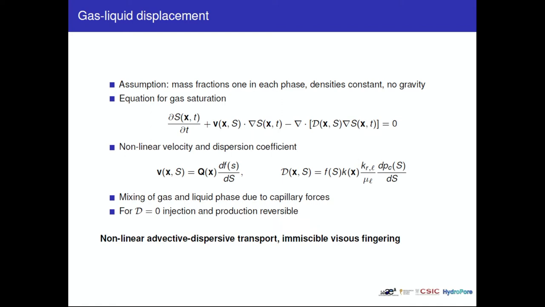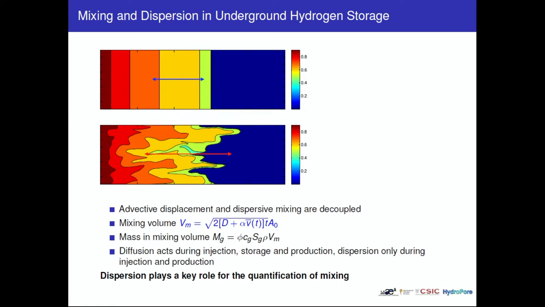So now, okay, let's go back to our objective. We want to quantify the mixing volume. In these descriptions that I have shown you before, we have now decoupled the advective displacement and the dispersive mixing. And the mixing volume is just given by the width of this mixing zone, which we can quantify with diffusion and hydrodynamic dispersion. So diffusion acts both during injection, production, and storage, but dispersion, because it depends on the velocity and the flow velocity, is only acting during injection and production. But dispersion is, let's say, the key quantity here, if you want to understand the efficiency.